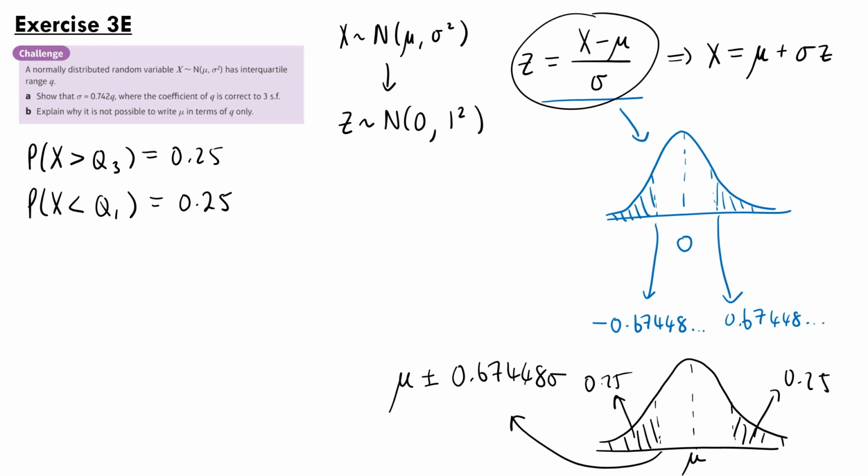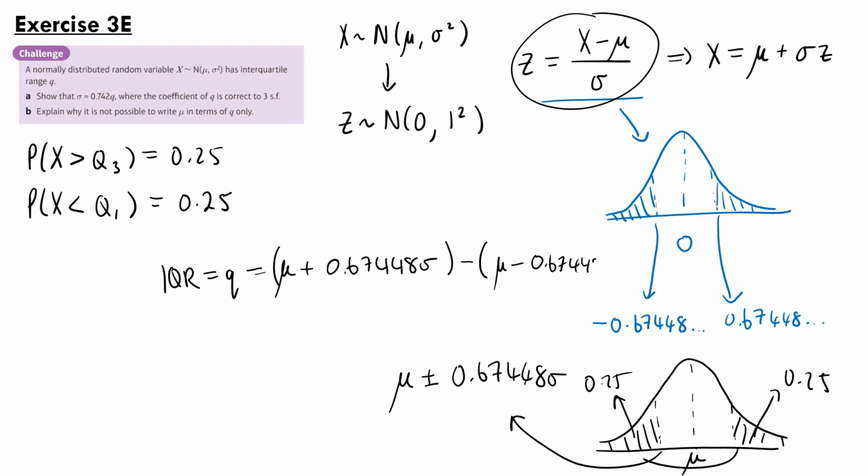Therefore, our interquartile range is going to be the difference between these two values. So the interquartile range is equal to Q is equal to mu plus 0.67448 sigma, take away mu minus 0.67448 sigma. So that then gives us two lots of 0.67448 sigma. Then if we rearrange for sigma here, we're going to have dividing both sides by 2 times 0.67448.